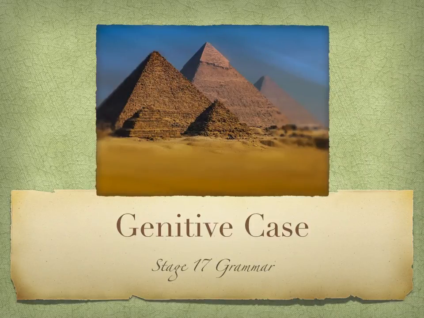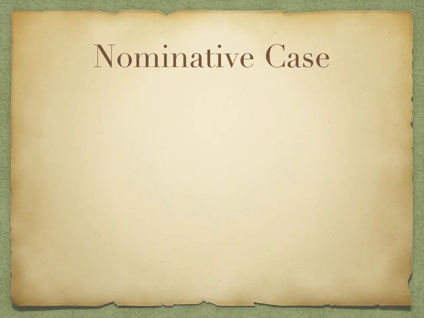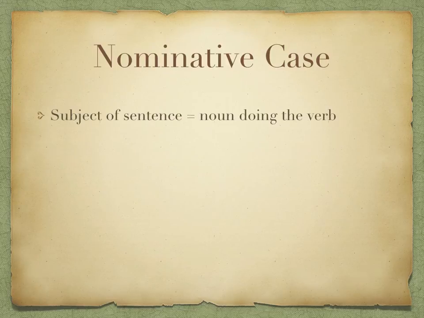In stage 17 we meet a new case called the genitive. Remember, a case in Latin is used to tell us the role of the noun or what it is doing in the sentence. So just to recap, our first case we met was the nominative. This is used for the subject of the sentence, meaning the noun which is doing the verb.